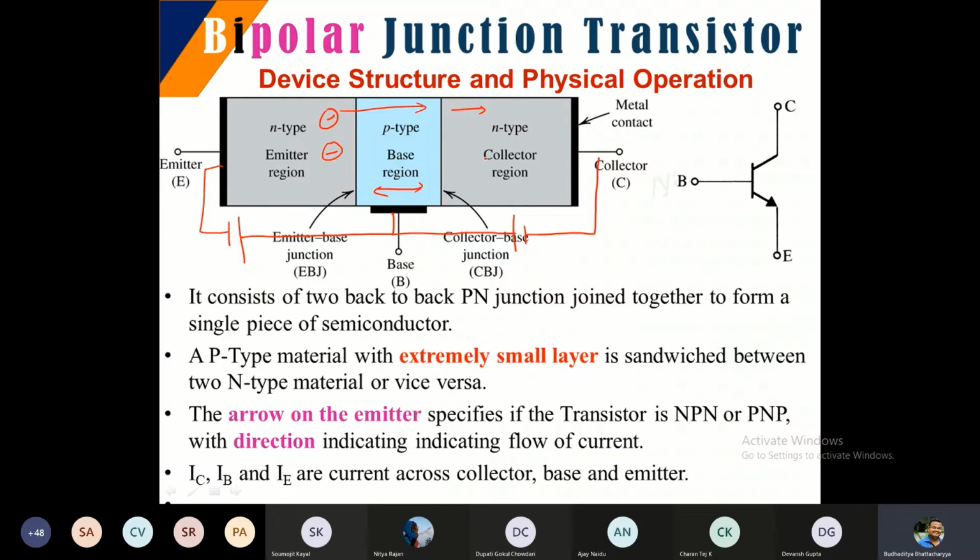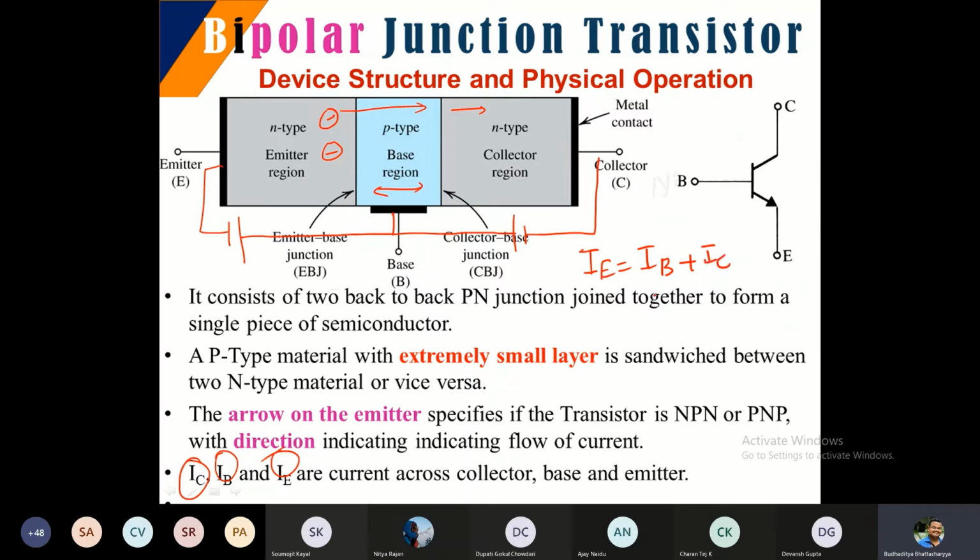And we have also observed the currents. Primarily, there are IC, the collector current, the base current, and the emitter current. These three currents primarily constitute the whole action. And we have also found out that there is a very simple expression that relates these, and that is given by IE is equal to IB plus IC.